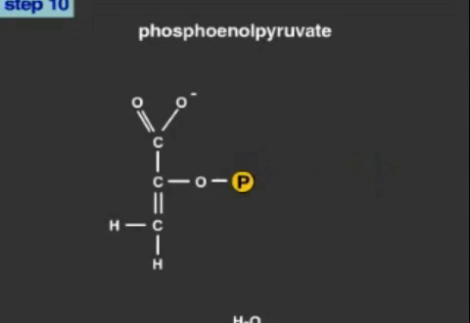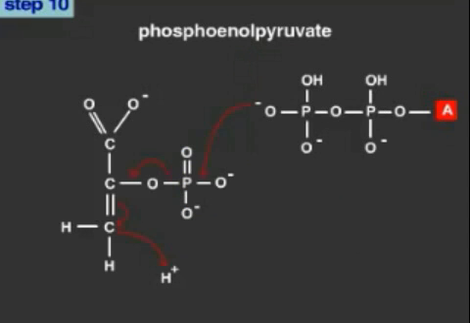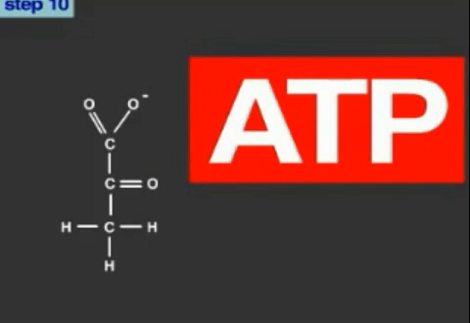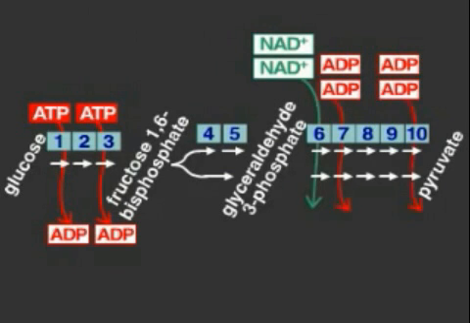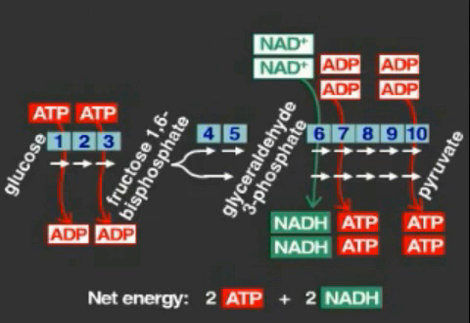In the 10th and last step of glycolysis, the enzyme pyruvate kinase transfers the high-energy phosphate group to ADP, forming ATP and pyruvate. In the second half of glycolysis, many of the reactions release energy, captured in the form of ATP and NADH. Overall, the net energy produced in glycolysis from a single molecule of glucose is 2 molecules of ATP and 2 molecules of NADH. The chemistry of glycolysis is conserved all the way from bacteria to animal cells.